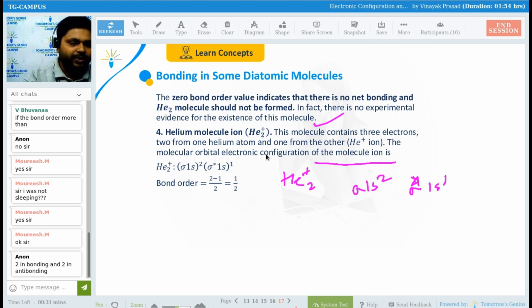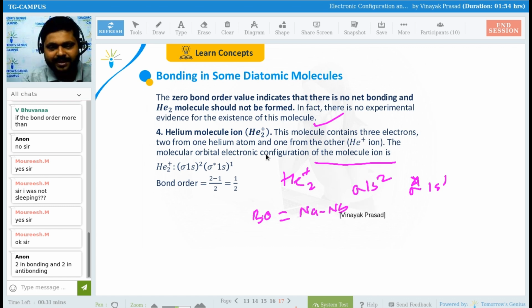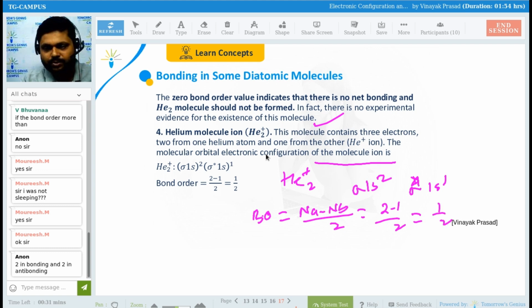So what will be the bond order then? Bond order is Nb minus Na upon 2, where Nb is the number of bonding electrons and Na is the number of anti-bonding electrons. Here bonding is 2, anti-bonding is 1. So 2 minus 1 upon 2. It will be 1 upon 2.